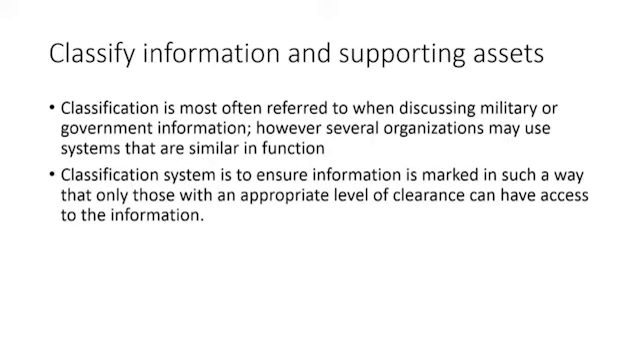Now, organizations do the same thing, but they may not use the same terminology. It's a similar function. Their data may be, say, private or public use, instead of secret or top secret like we normally think of when we talk about the United States military or government. We use this classification system to keep things straight, to say who can do what. We use it to ensure information is marked, labeled, if you will, in such a way that only those with the appropriate level of clearance can have access to that information.